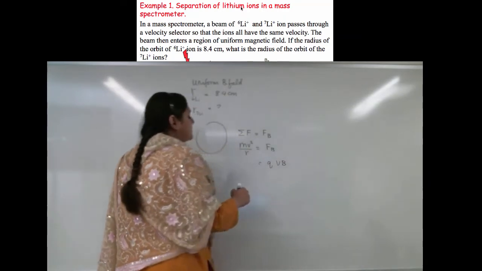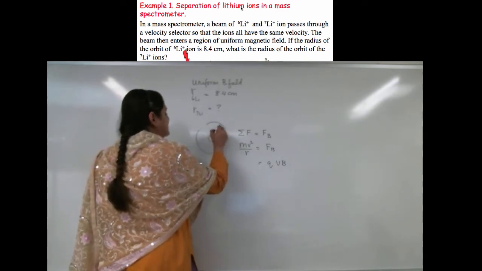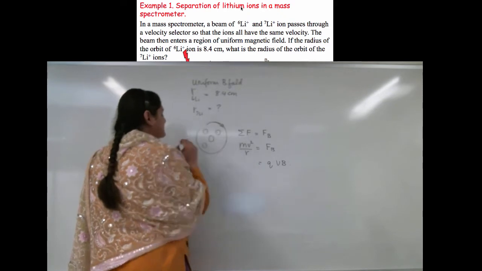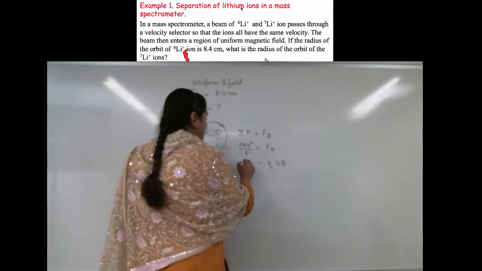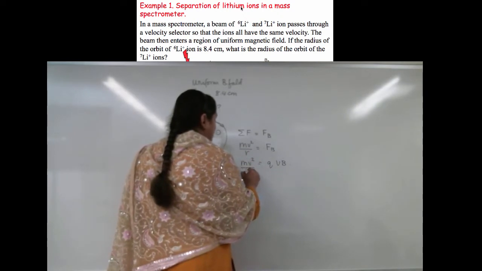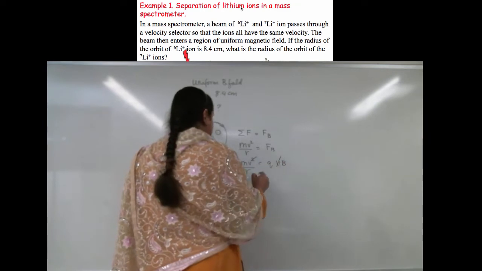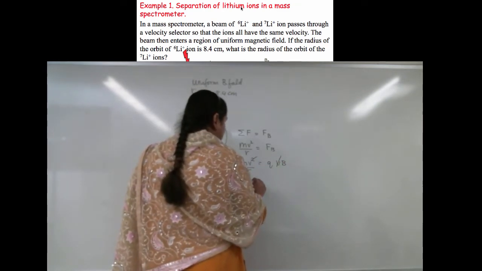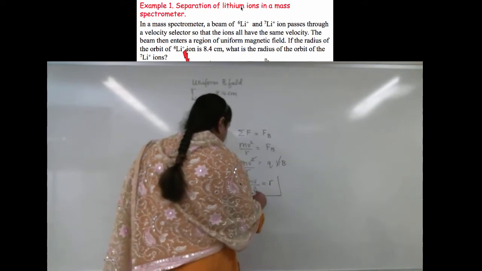F_B is qvB, because the directions of B and v are perpendicular to each other. So B is coming out of the page and v is going this way, right? So we will get mv squared over r equals qvB. So one of the v's gets canceled. What are we looking for? We are looking for r, so mv over qB will give me r.